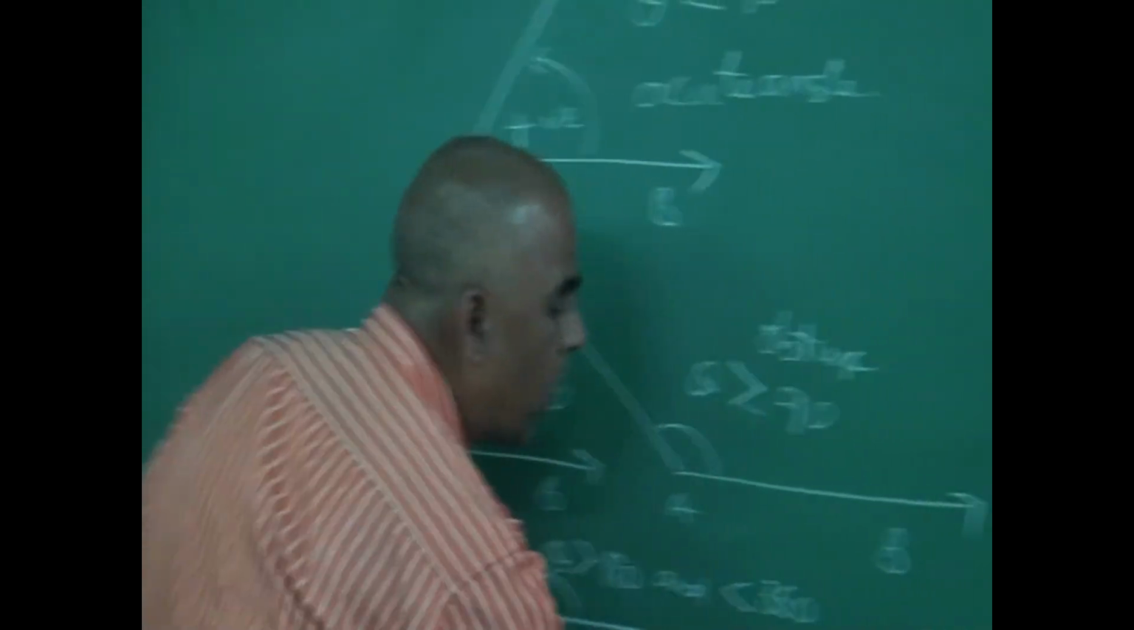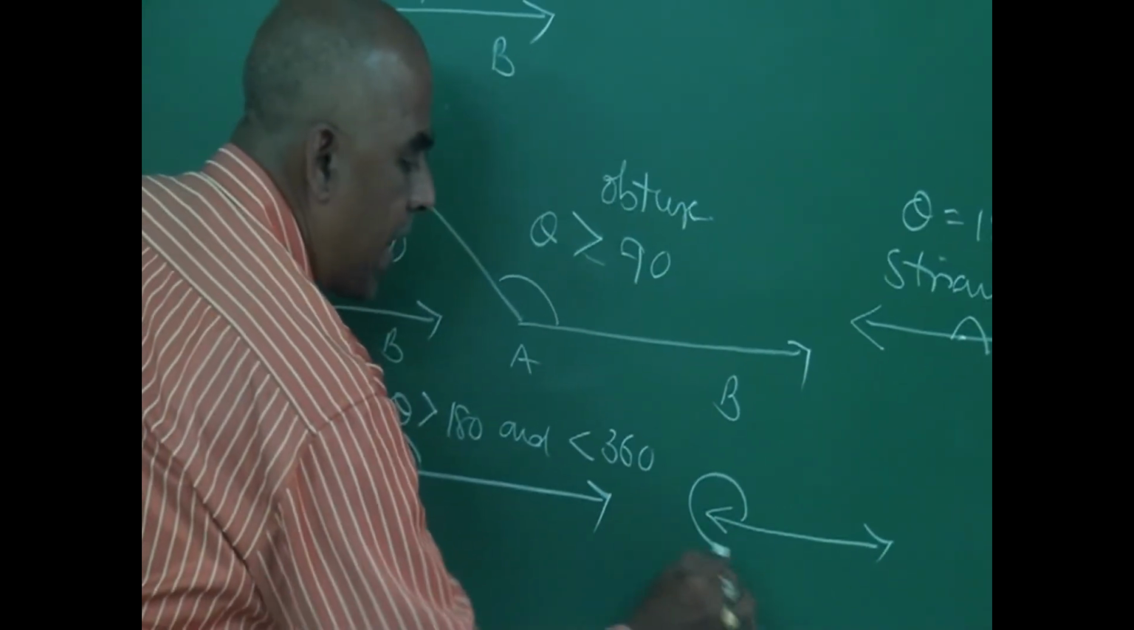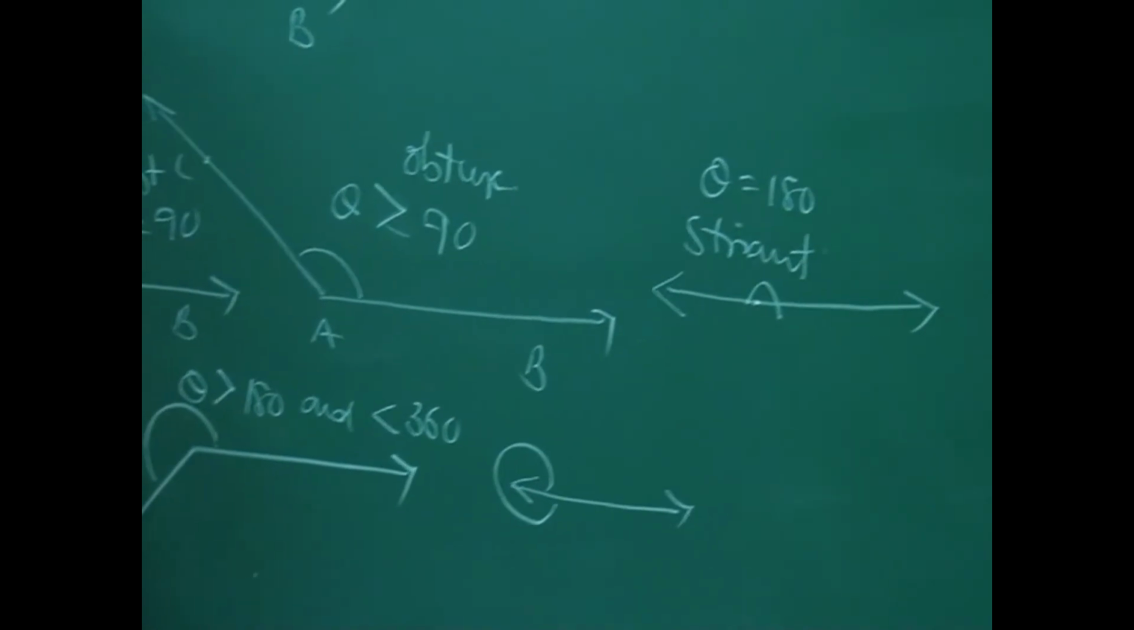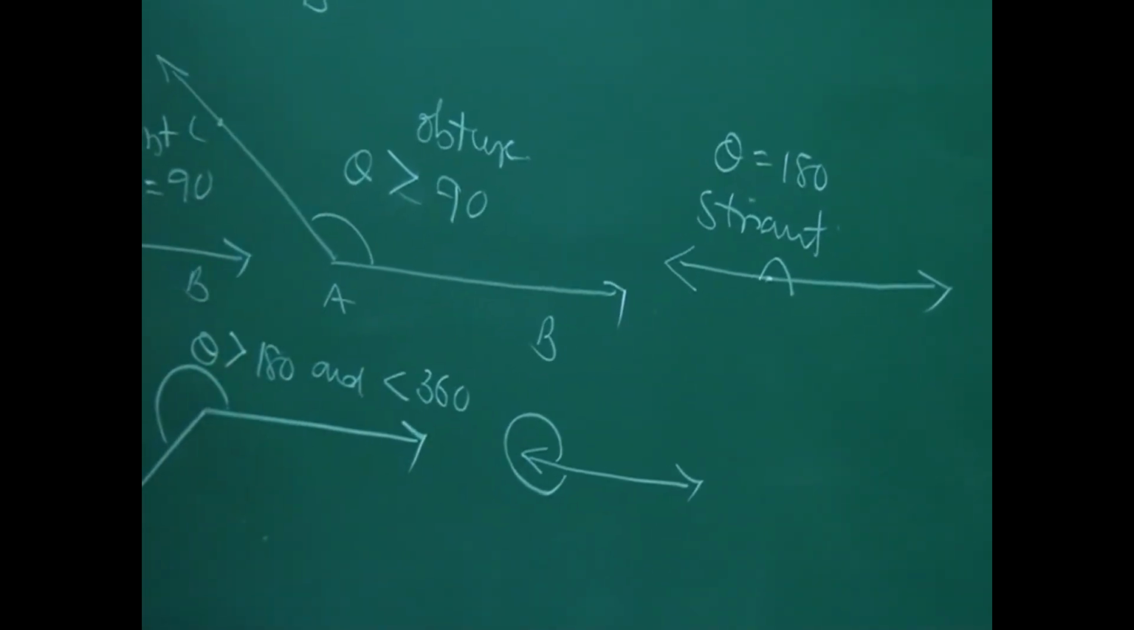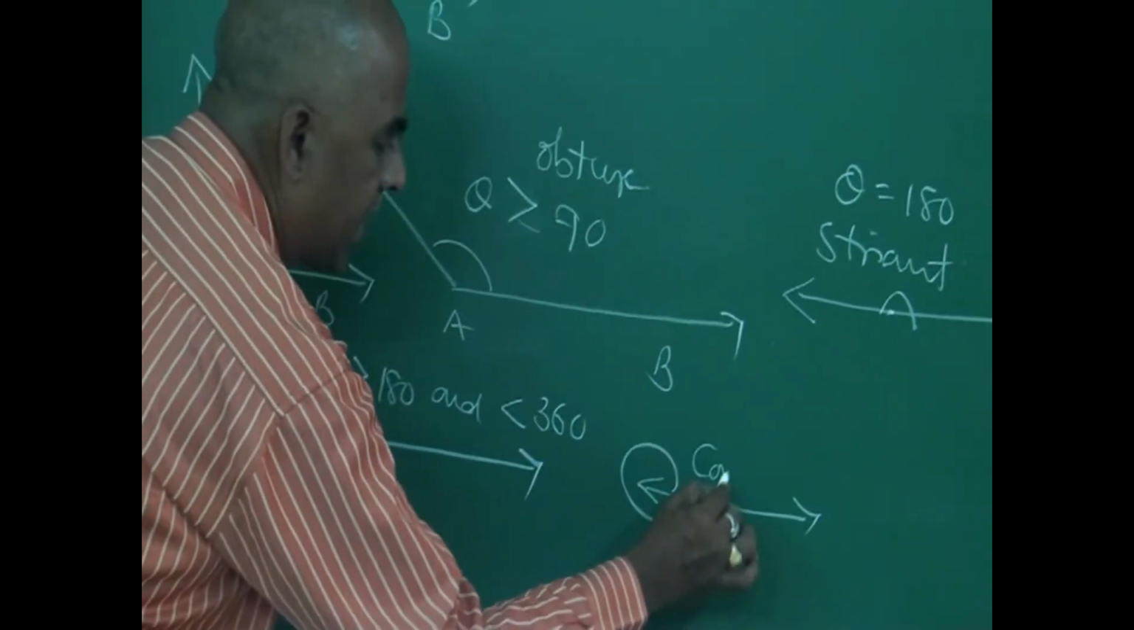If an angle is equal to 360 degrees like this, then it is called a complete angle.